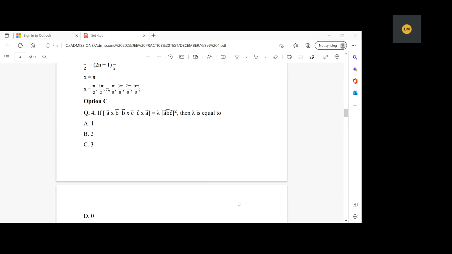Yes, a lot of students have typed the answer as A in the chat box. I think most of you have answered it as A, option 1.